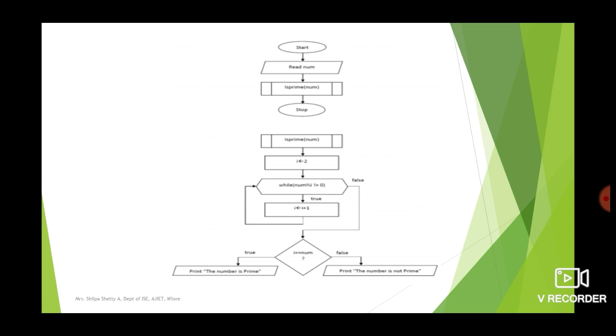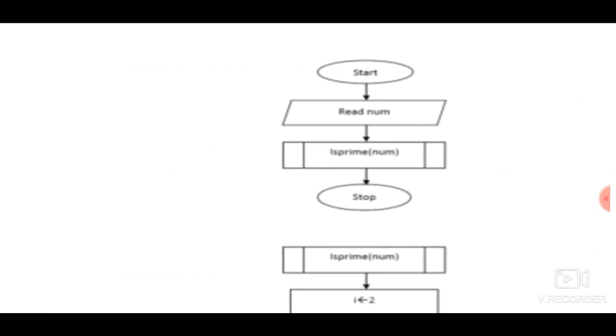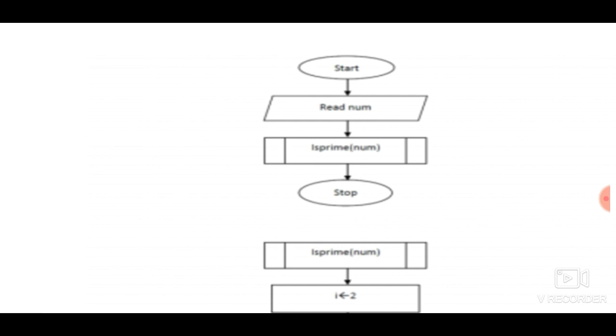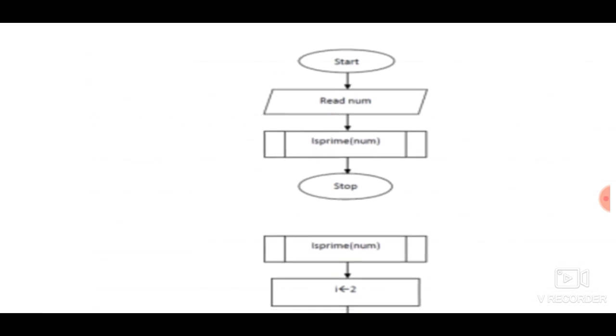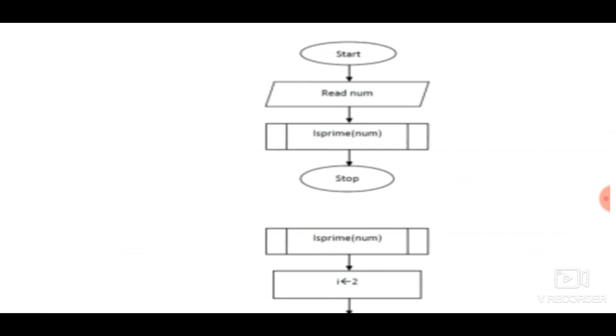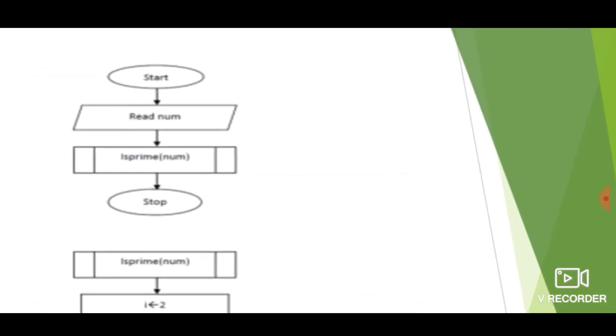So here is the flowchart for the is prime function. This is for the main: start, read num. The program starts, then we read the number. Once we read the number, we call the is prime function. See the symbol for the function. It is like a rectangle, but there are two borders at the sides. Once we call the is prime function, the control will come to the is prime function.